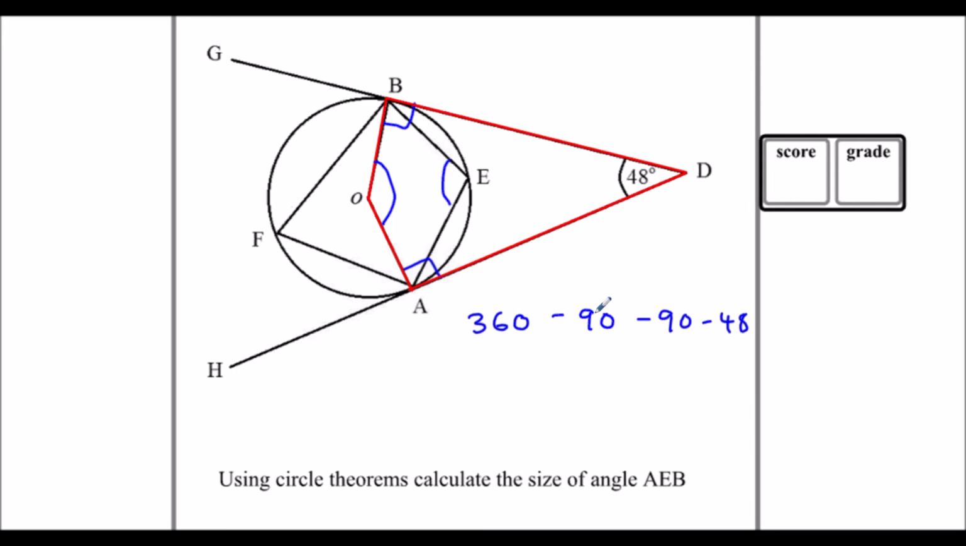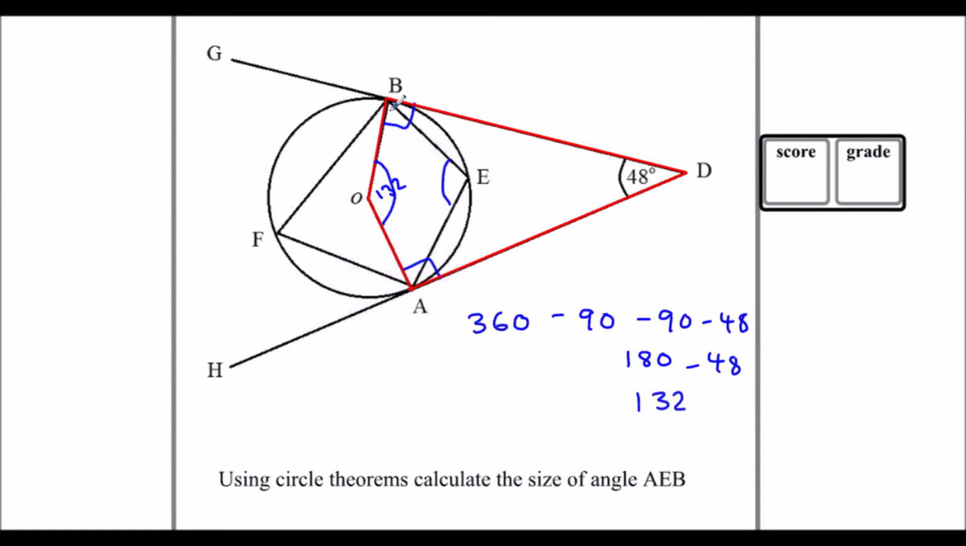So 360 take away 90, take away 90. Let's take away 180. So it's 180. 360 take away 2 90s is 180. And then take away 48. We can use the calculator for this. So 180 take away 48 is 132 degrees. So we know that this angle here, AOB, is 132 degrees.